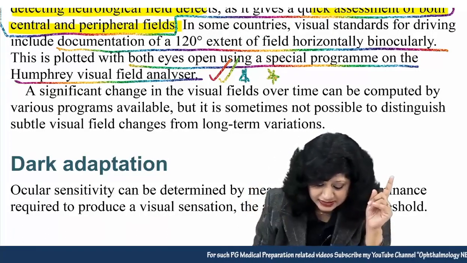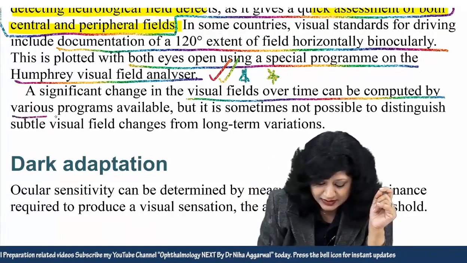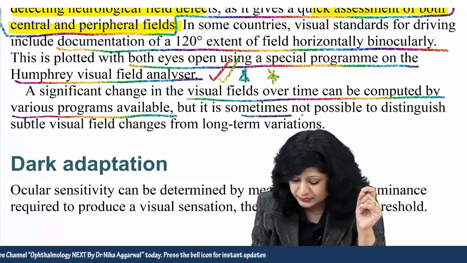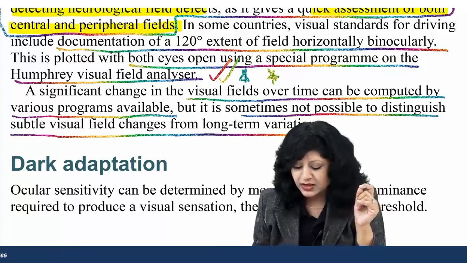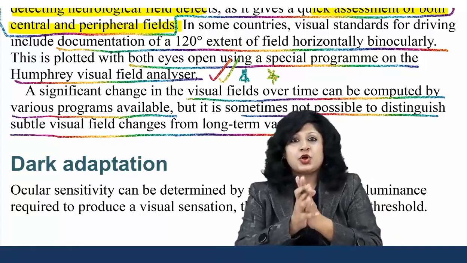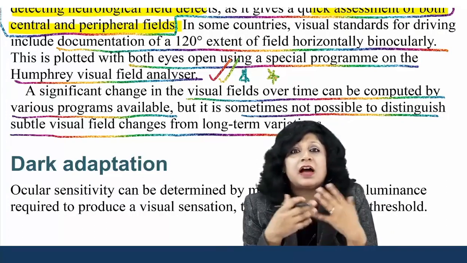Alright, significant change in the visual fields over time can be computed by various programs available, but it is sometimes not possible to distinguish the subtle visual field changes from the long-term variations. So this completes your perimetry. I think a very, very important and high-yield topic.